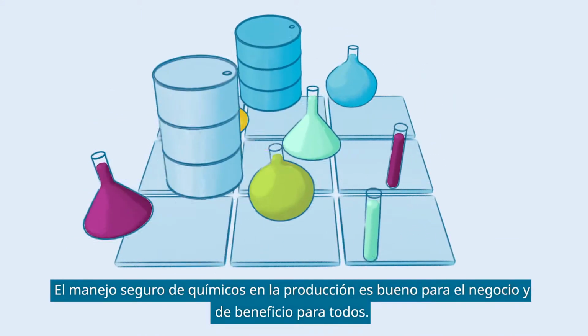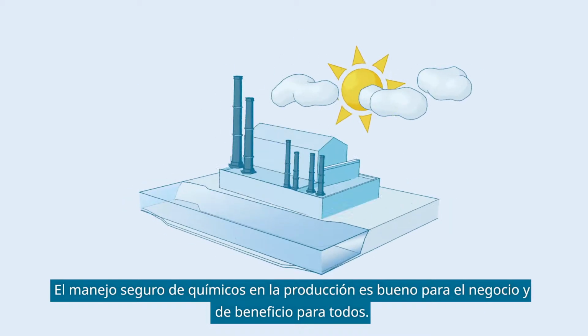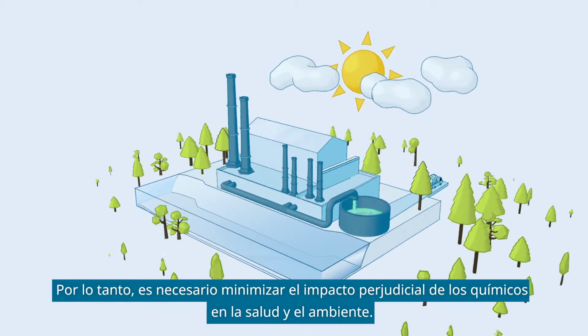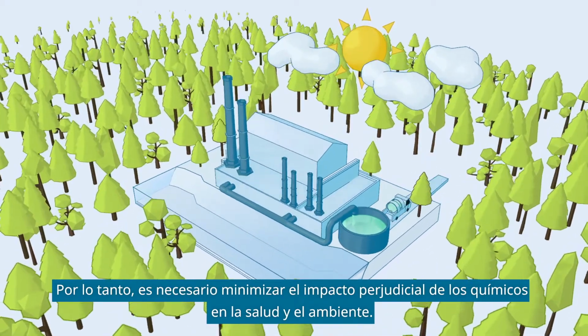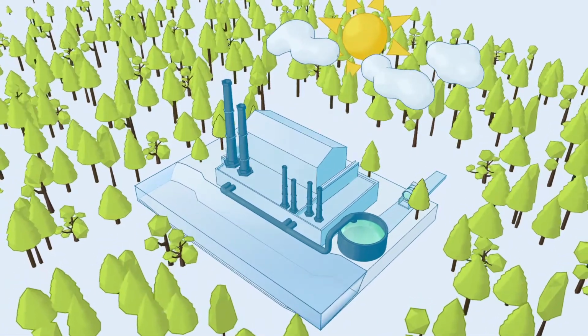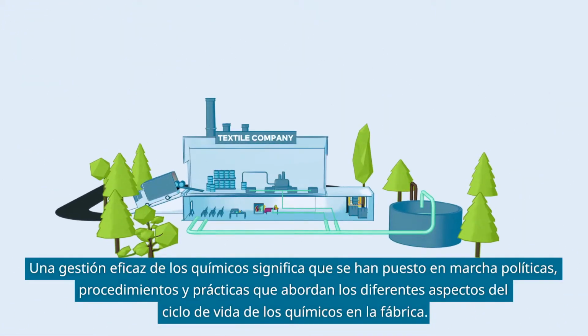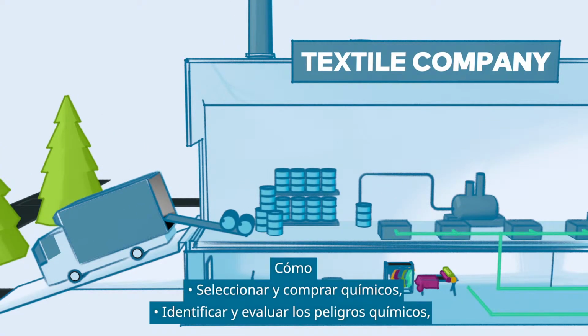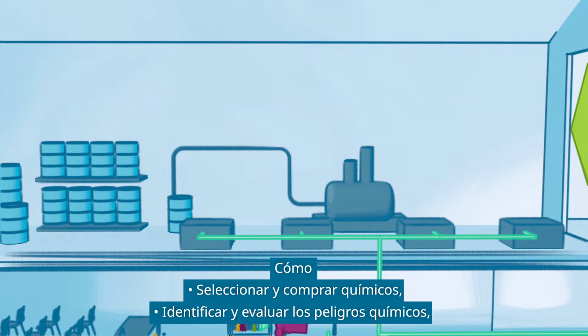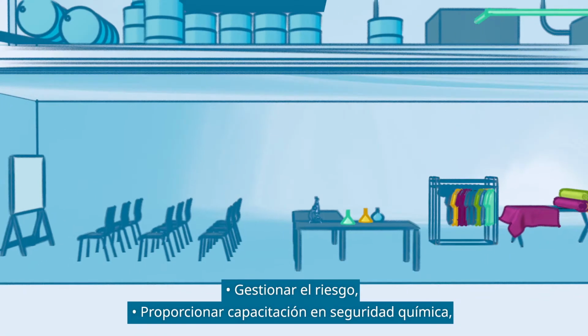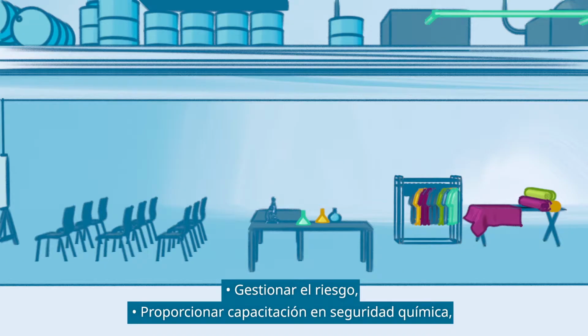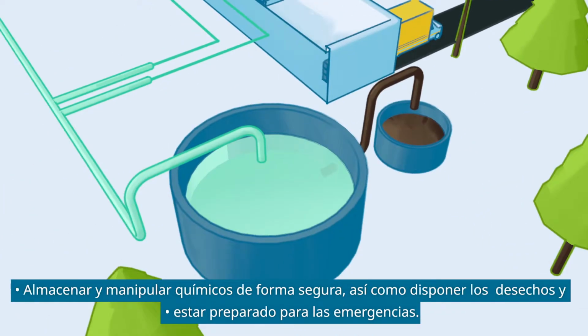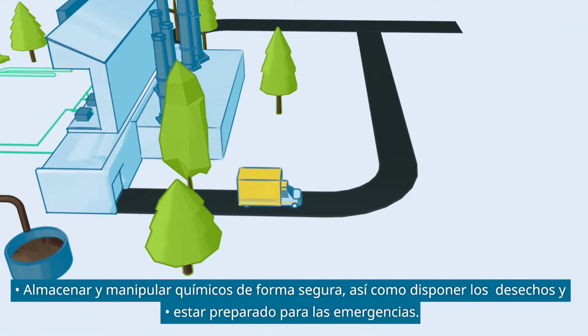Safely managing chemicals in the production is good for the business and beneficial for everyone. Therefore, you need to minimize the chemicals' harmful impact on health and environment. Effective chemicals management means that policies, procedures, and practices are in place that address the different aspects of the life cycle of chemicals in the factory. How to select and purchase chemicals, identify and assess chemical hazards, manage the risk, provide chemical safety training, safely store and handle chemicals, as well as dispose waste and deal with emergencies.